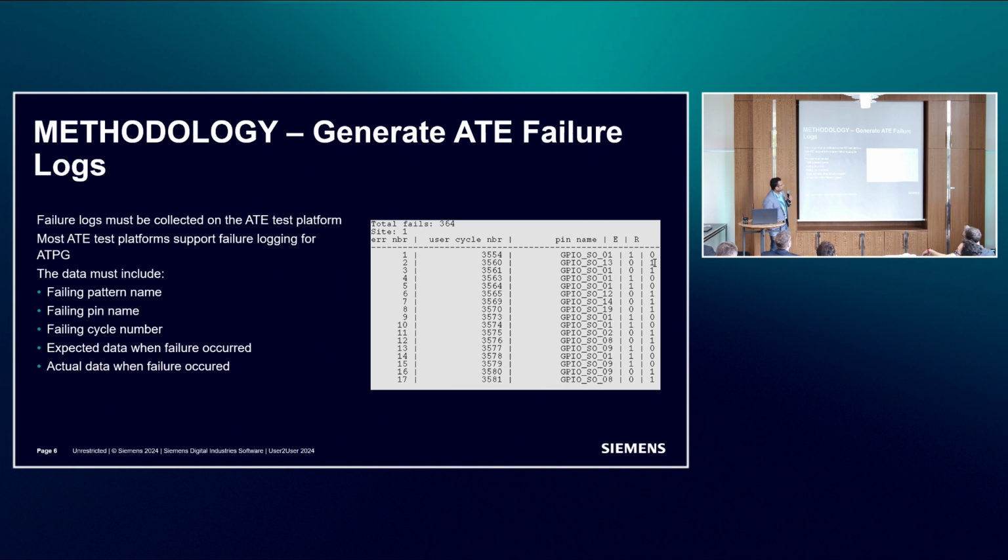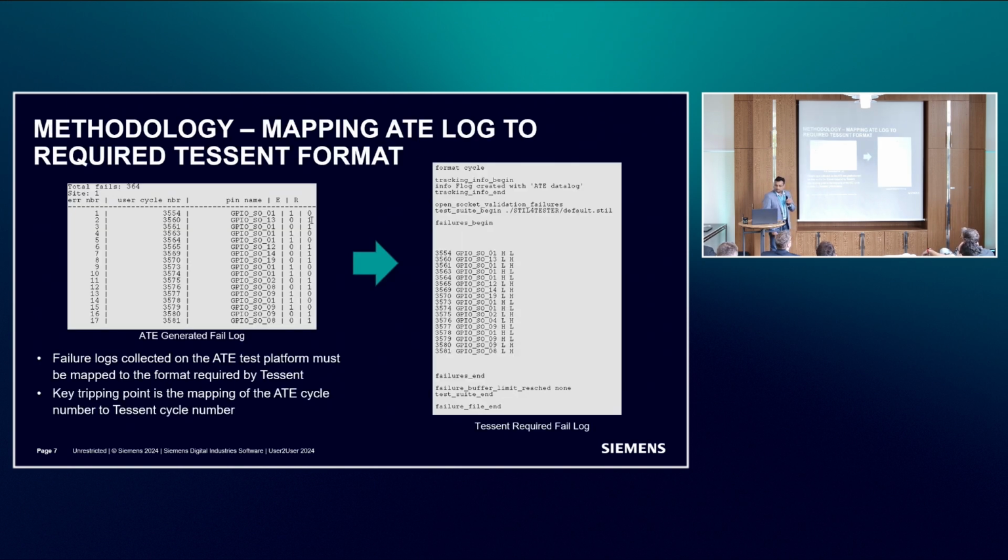Here is a sample screenshot from a V93K tester. In most cases, the log file obtained from the ATE can be directly utilized in Tessent to facilitate diagnosis. In some cases, there may be minor modifications required to the log file obtained from the ATE. For example, here you can see the expected and the real data are ones and zeros, but Tessent would like to have them as highs and lows, a minor modification.